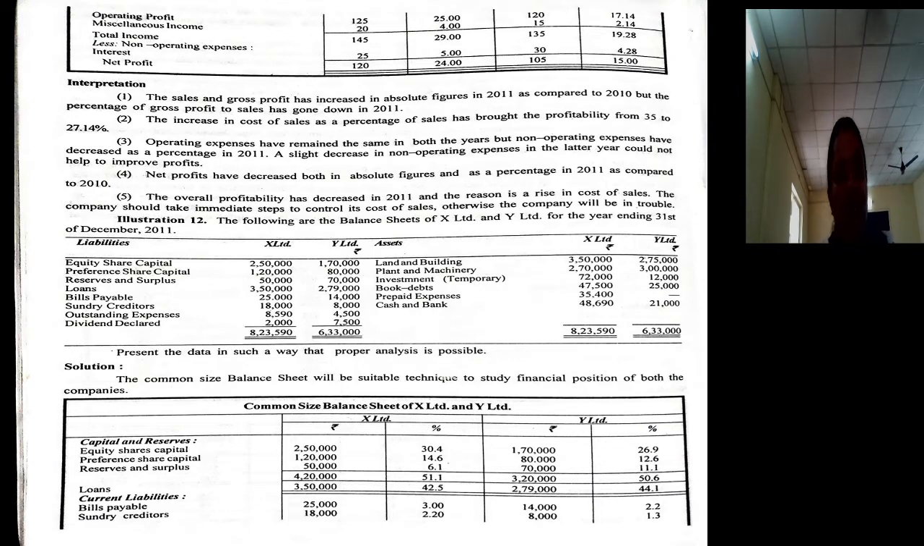That's the very important hint in this problem. So we need to go for a common size balance sheet. As two companies are there, we need to have 4 columns. You can do X Limited first and have a separate common size statement even for Y Limited. But to avoid a waste of time, we can have one common size balance sheet by providing 2 columns each for X Limited and Y Limited.